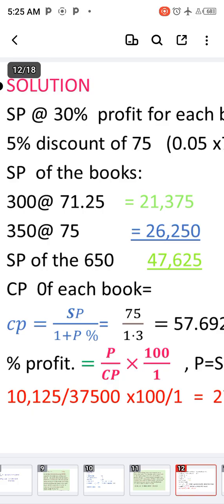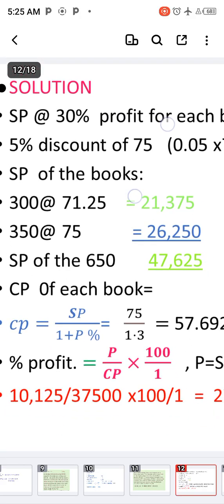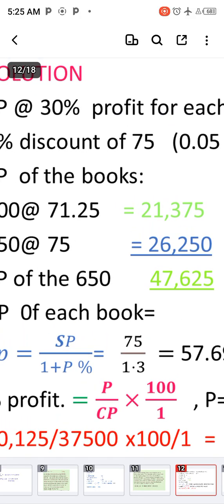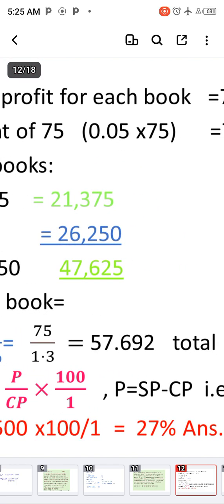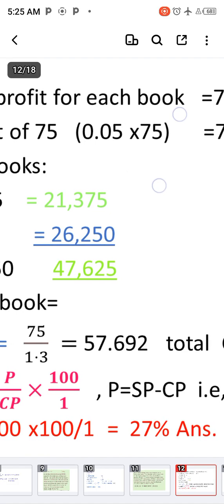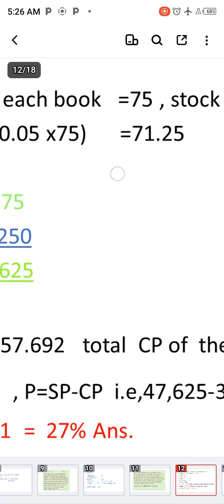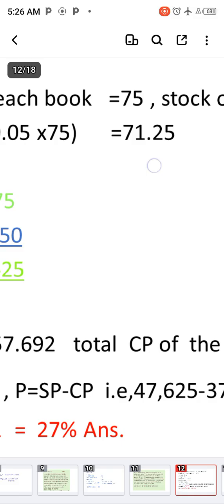5%. So we are to calculate the discount. It becomes 5% of 75 naira, and 5% of 75 naira is the same thing as 0.05 times 75 naira, which gives us 71 naira 25 kobo. That means the bookseller bought the 300 copies at 71 naira 25 kobo each.